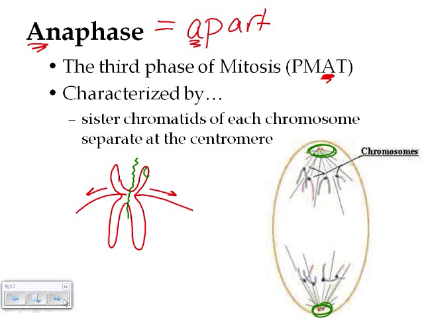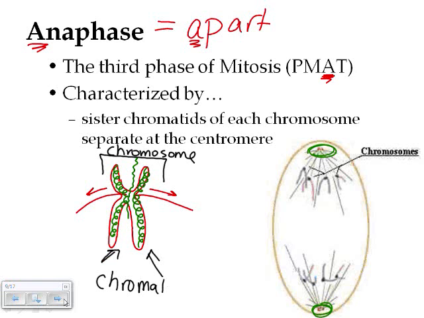Inside, we have one strand of DNA on this side, its identical copy on that side. One chromosome, sister chromatids. Remember, chromatids have to be identical copies. That's how we use that word chromatid. Identical copies, and they're joined.